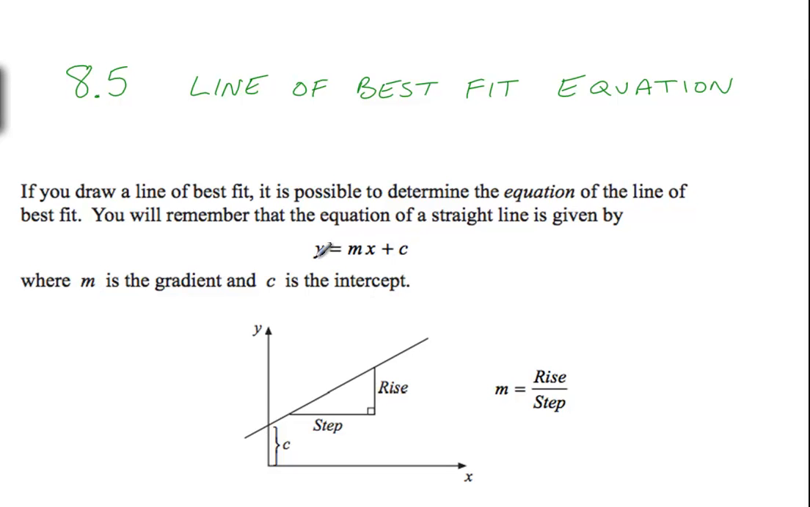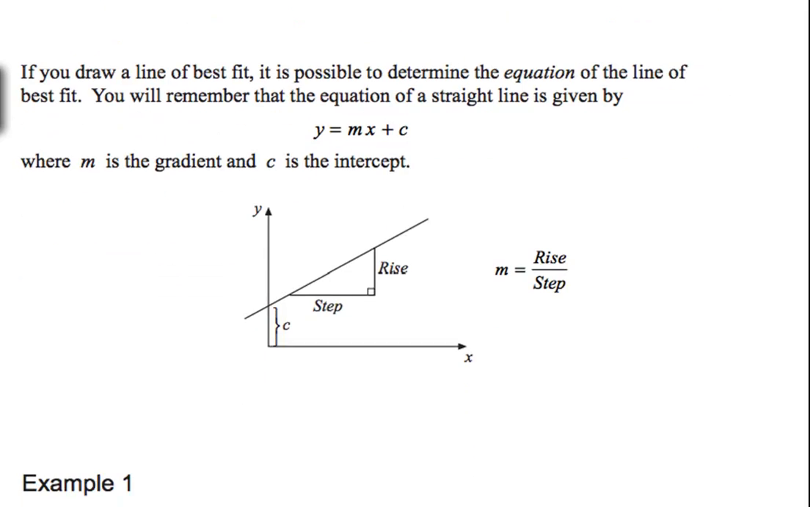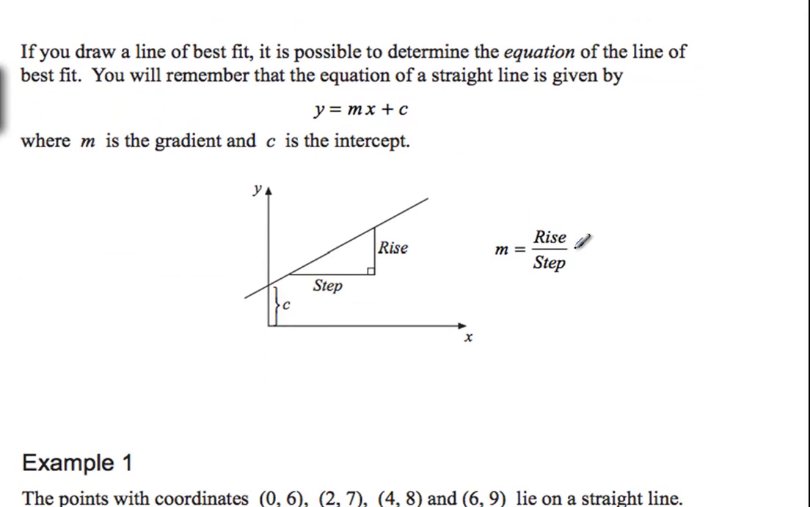Or you might have seen this as y equals mx plus b. Either way, that final variable is the intercept. The gradient, m, is rise over step, or rise over run. So the amount that you go up divided by the amount that you go over, the change in y divided by the change in x. That's where the term gradient comes from. And of course, the intercept is where it crosses the y-axis.